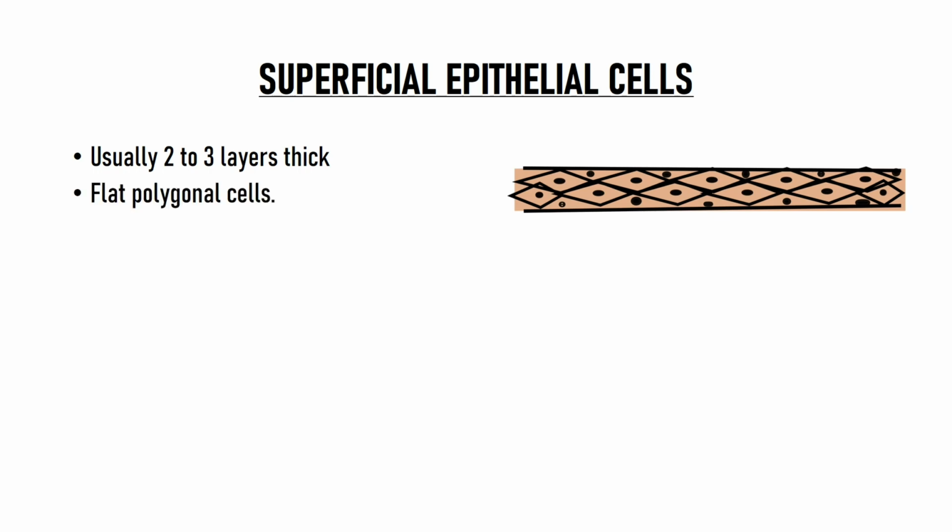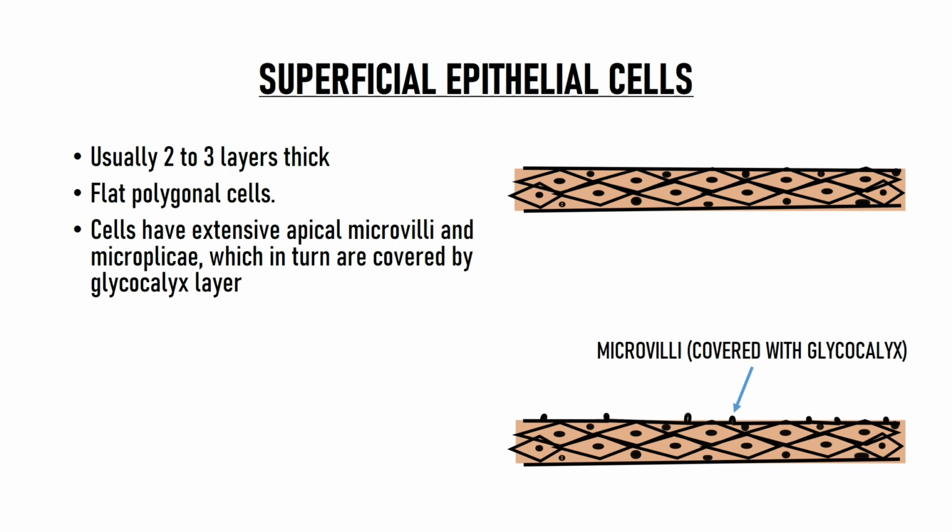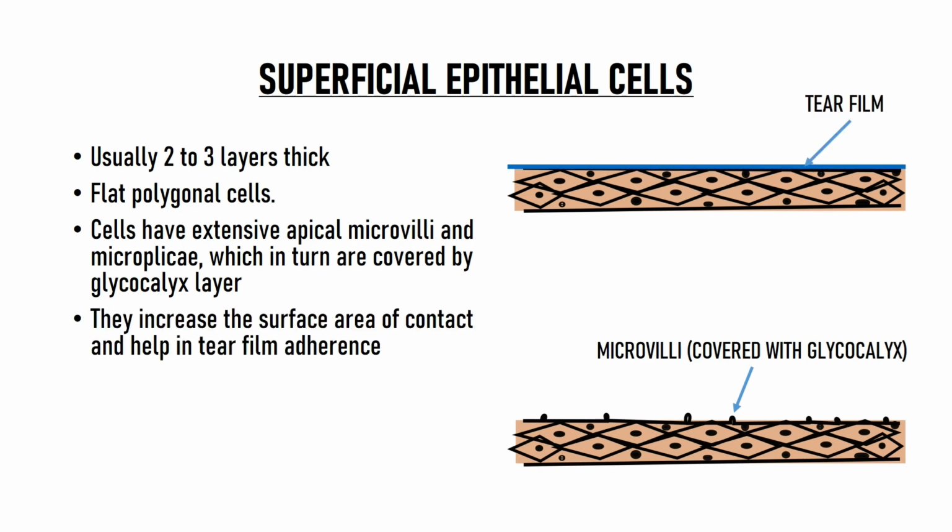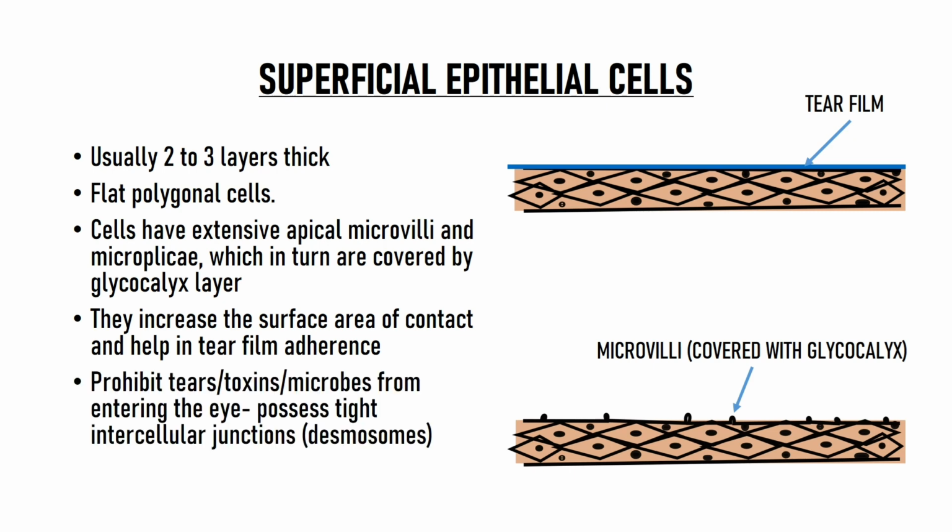of cells. These cells are flat, polygonal in shape. They have extensive apical microvilli and microplicae, which are like little projections on their surface. You can see them in the diagram here. These projections, called microvilli and microplicae, are covered by a glycocalyx layer. They increase the surface area of contact and help in the adherence of tear film. These superficial epithelial cells are tightly packed to each other by intercellular junctions called desmosomes. This prohibits the entry of tears, toxins, and microbes inside the eye.